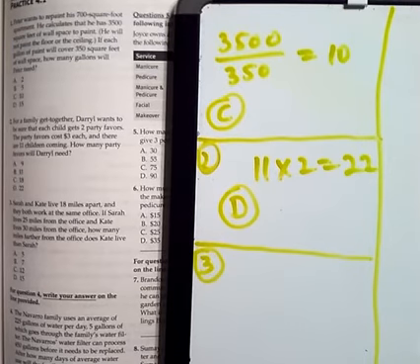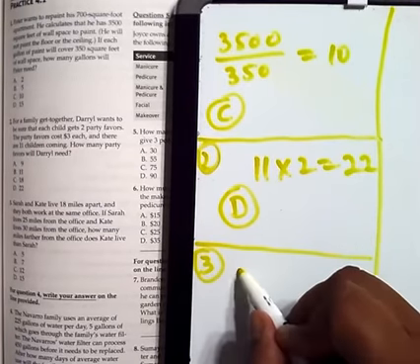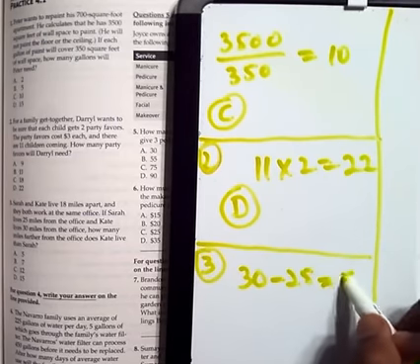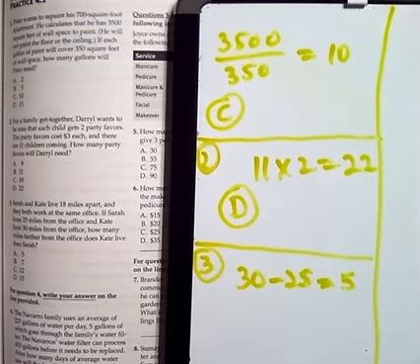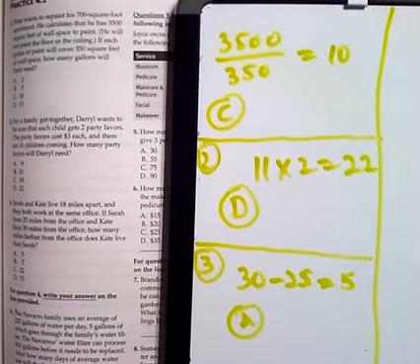So Sarah lives 25 miles from the office and Kate lives 30 miles from the office. How many miles farther from the office does Kate live than Sarah? So Kate lives 30 miles and Sarah lives at 25 miles. 30 minus 25 is equal to 5. So 5 is the correct answer, which is A. Okay.